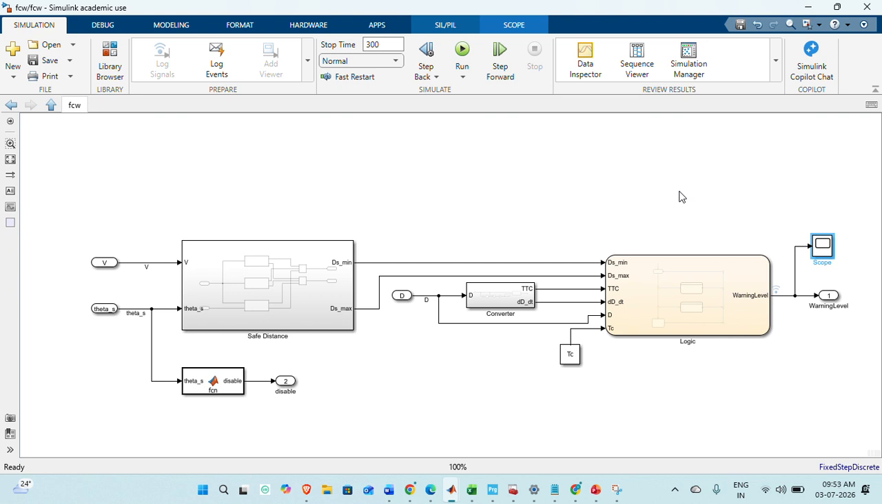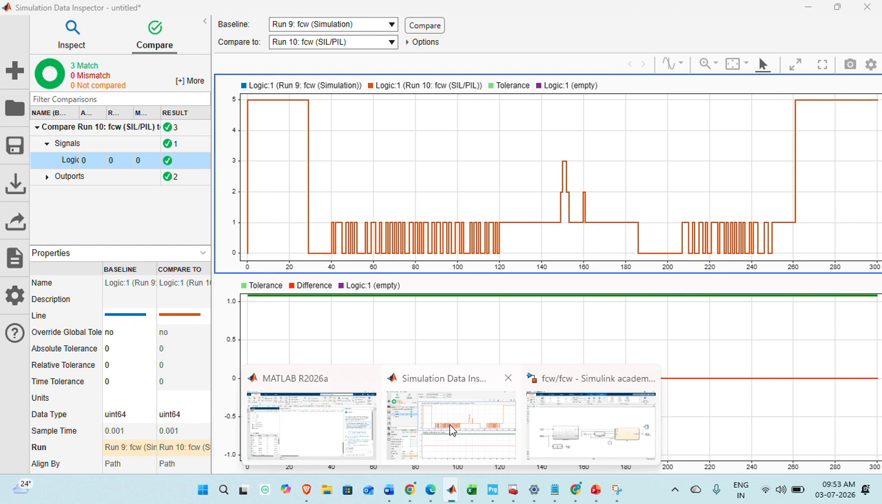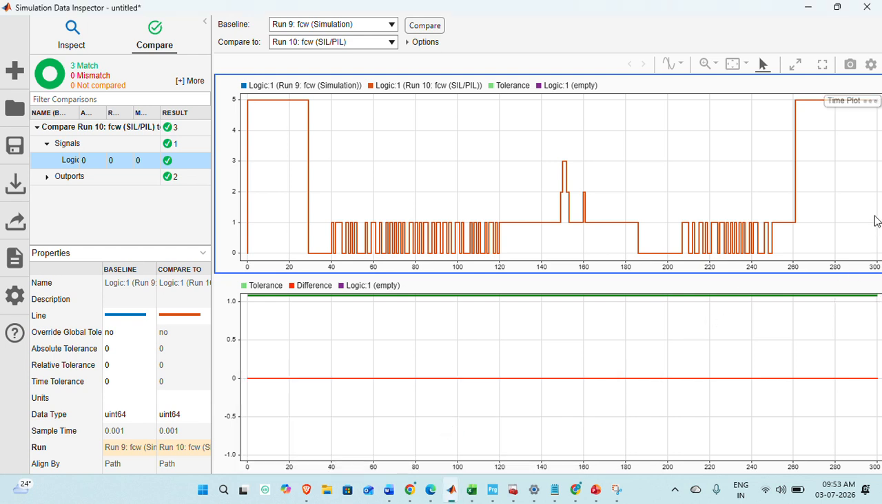The results of SIL are included in the report, while we also performed PIL, which is processor in loop. Here we take the generated core code and flash it into the STM32 microcontroller and evaluate the output of the hardware with MIL. And we tested the PIL where all the signals matched.